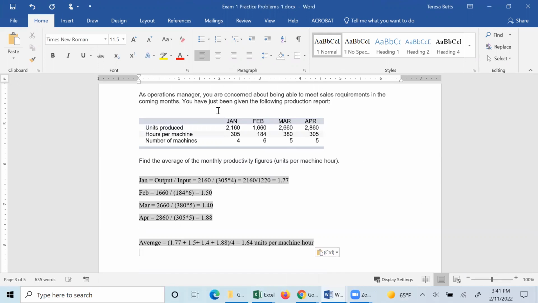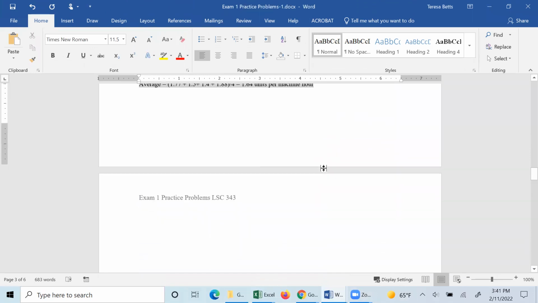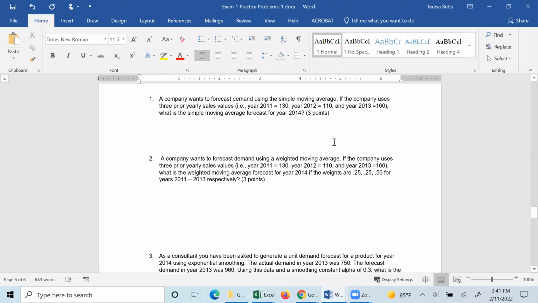Okay, and I'm not going to spend a lot of time typing that out. I'm just going to show you how we calculate January's, February's, March's, and April's productivities, sum them up, divide by 4, right? And that gives us the average of 1.64 units per machine hour.